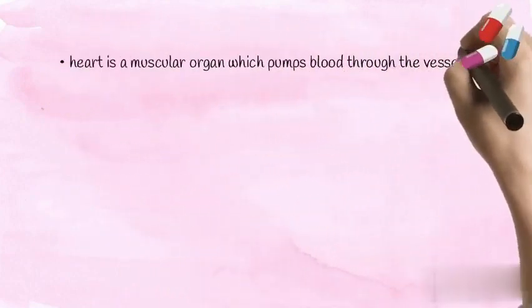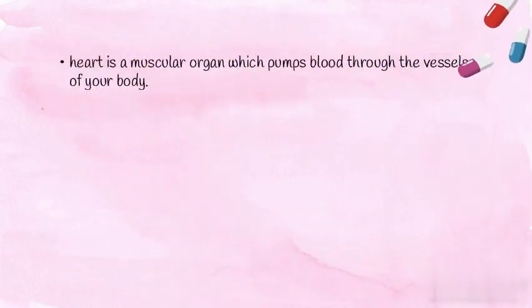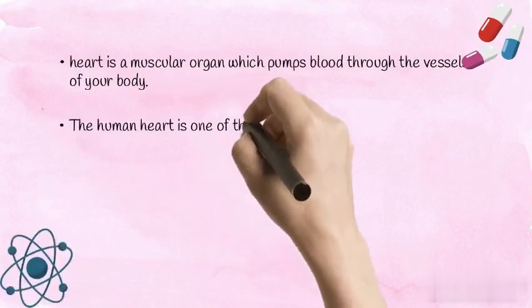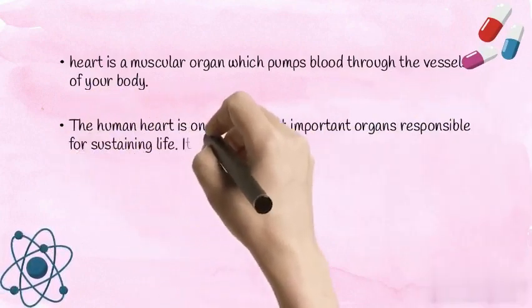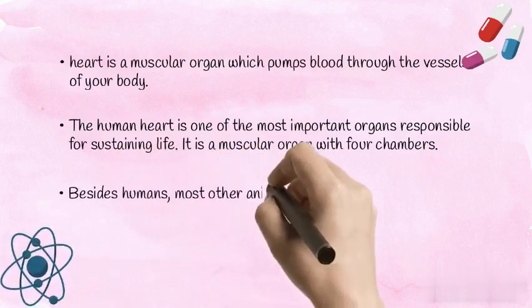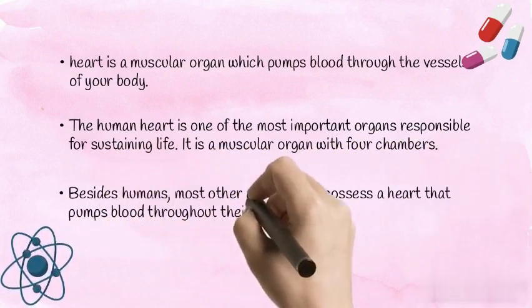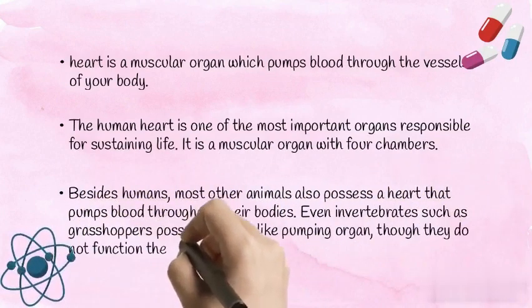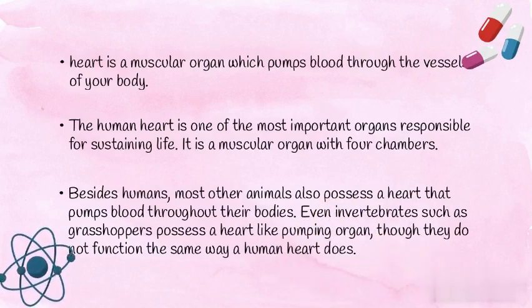Heart is a muscular organ which pumps blood through the vessels of our body. It is an important organ which is responsible for sustaining life. It is a muscular organ with 4 chambers: right atrium, right ventricle, left atrium, left ventricle. Besides humans, most other animals also possess a heart that pumps blood throughout their bodies. Even invertebrates such as grasshoppers possess a heart-like pumping organ, though they do not function the same way as a human heart does.